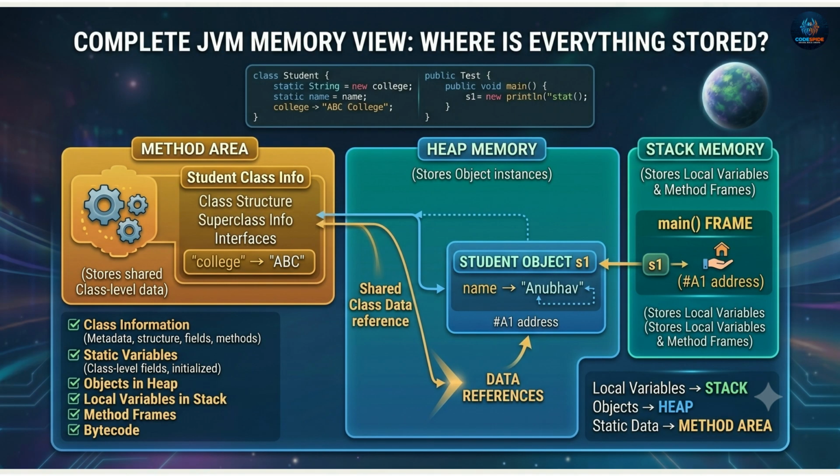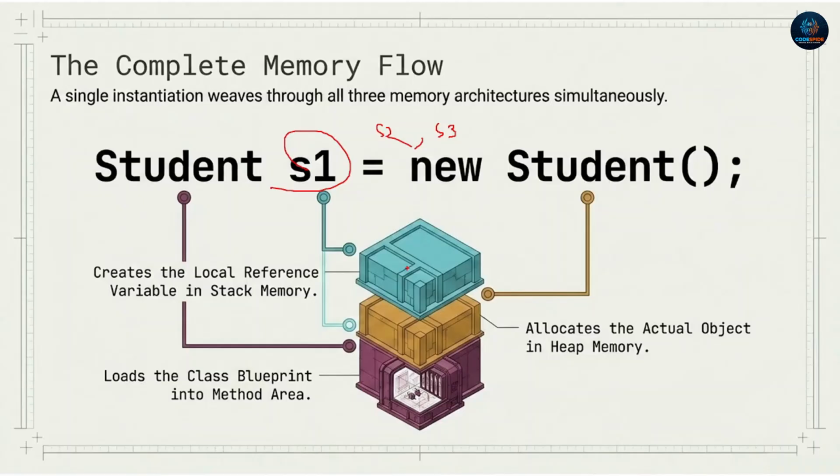So the complete example is here. The static variable string college equals ABC, string name, then another class Test with public static void main, Student s1 equals new Student, s1.name equals Anubhav. So where is everything stored? Firstly, the method area stores the Student class and college equals ABC. Then in heap memory, it stores the Student object and name equals Anubhav. Then inside stack memory, the main method and s1. So remember, local variables are directly stored inside stack memory, objects are directly stored in the heap memory, and static data inside the method area.